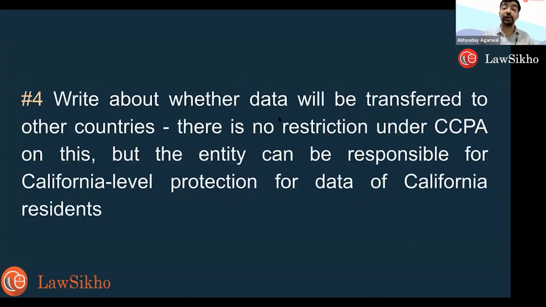Then write about whether data will be transferred to other countries. There is no restriction, by the way, under California Consumer Privacy Act. GDPR of Europe has this restriction on when you can transfer data outside Europe. But here it's not there under CCPA. But what do you need to do? See, if the data protection gets compromised, then the California company becomes liable.